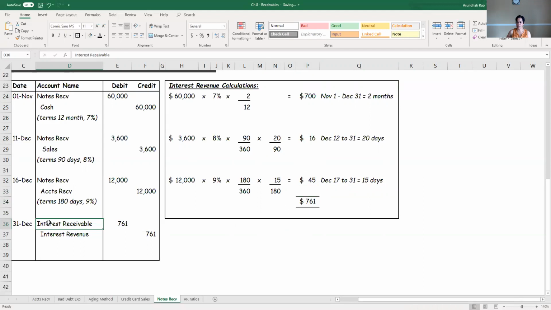What type of account is interest receivable? Obviously, it's an asset. You see the word receivable. It has a debit balance. It's a current asset because the due dates are all within 1 year. So you'll get the money next year when the notes mature.